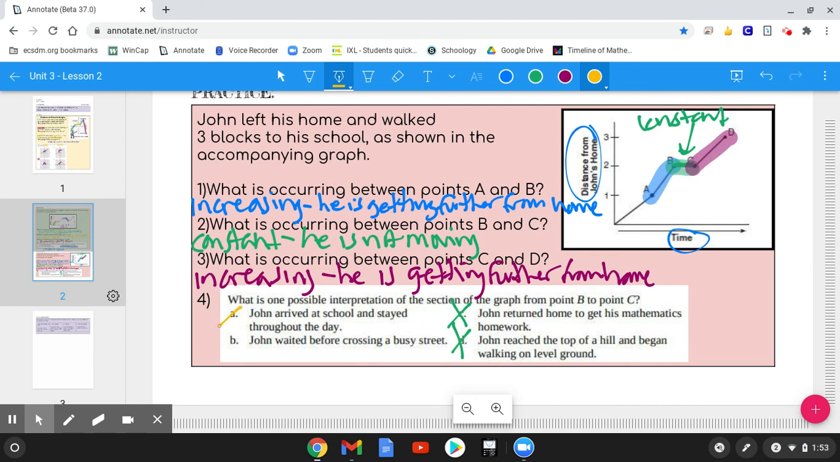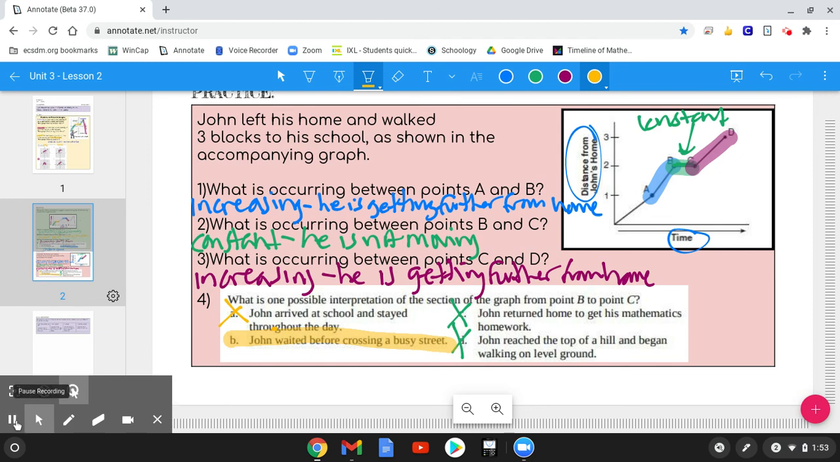So I'm going to cross off option A, which means that segment B to C is where John waited before crossing a busy street. He didn't wait too long. If you were waiting at school, that'd be a much longer line, right? Because it would cover more time.